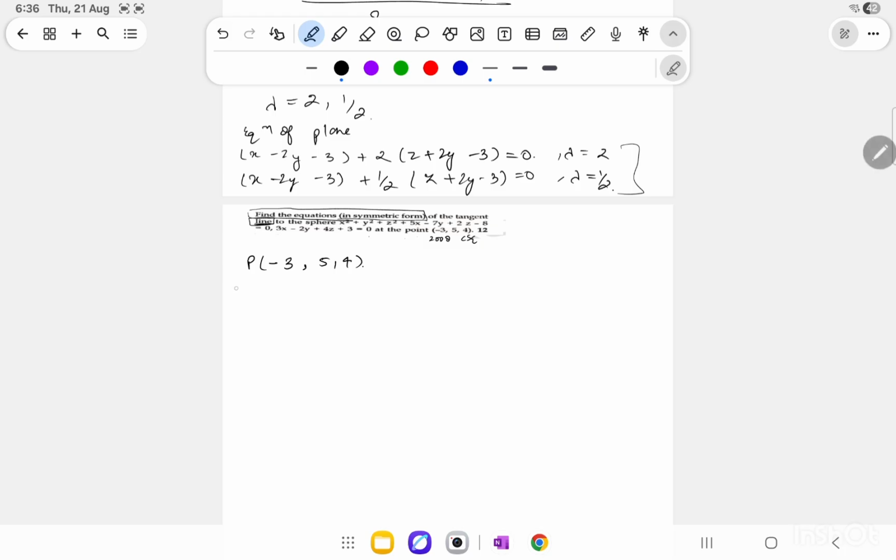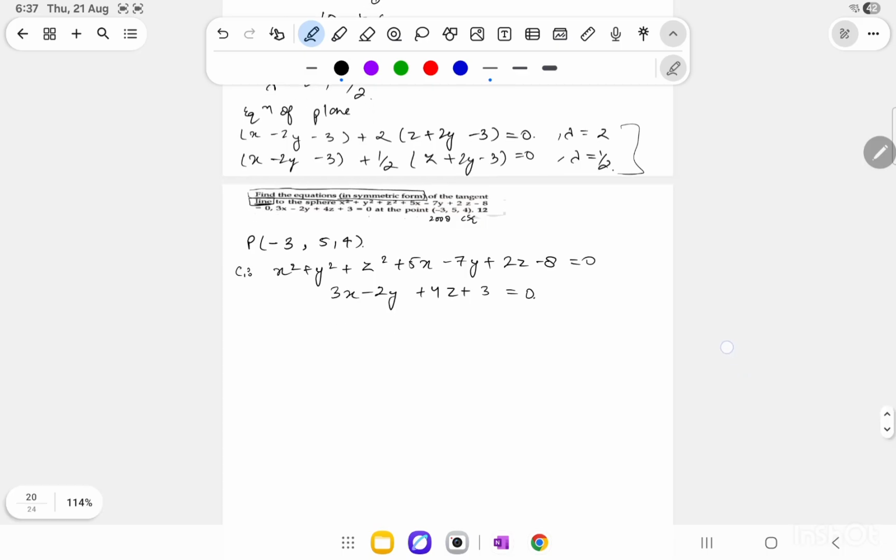Okay, so the given equation of the circle is x square plus y square plus z square plus 5x minus 7y plus 2z minus 8 equals 0, and 3x minus 2y plus 4z plus 3 equals 0. So first, let's find the equation of the tangent plane to the sphere at (minus 3, 5, 4).